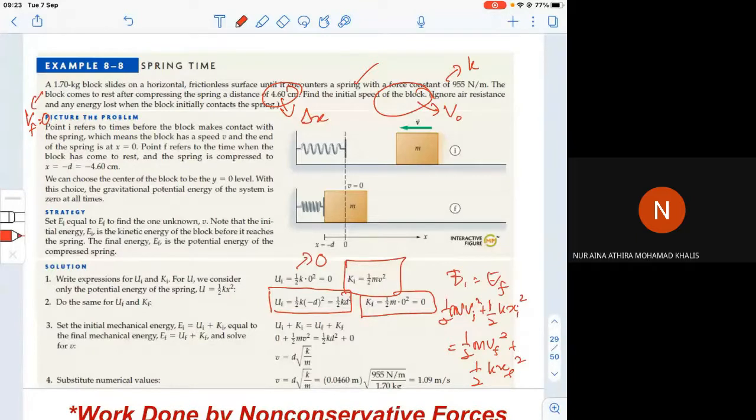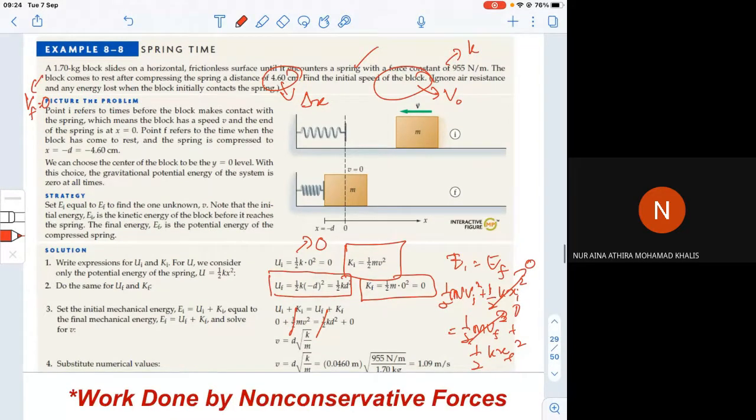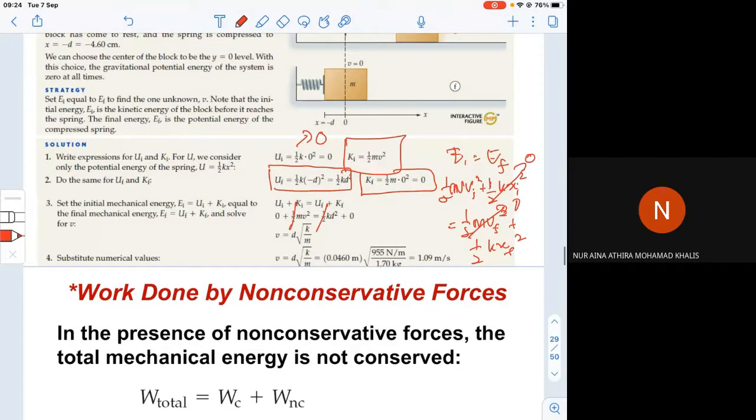Okay, so in this case, this one is 0, this one is 0. So only left is half mv squared equals half kx squared. So you can cancel out the half, so mv squared equals kx squared. In this case, the v will become 1.09 meters per second. So there are a lot of examples you can try out. Of course, during the tutorial, you can also do the questions inside the tutorials.